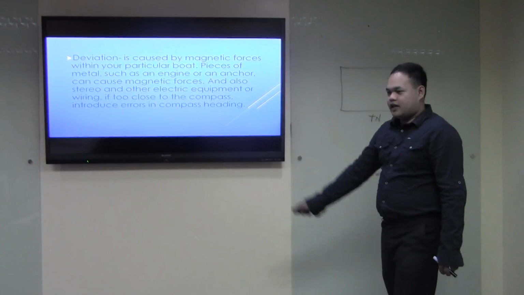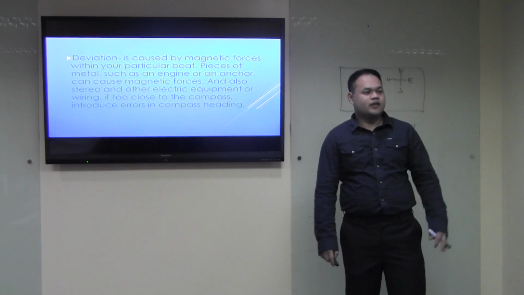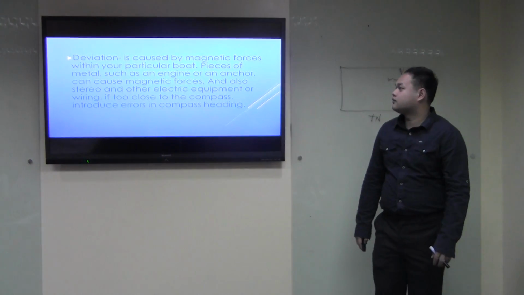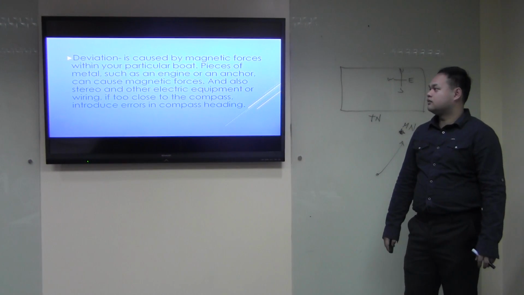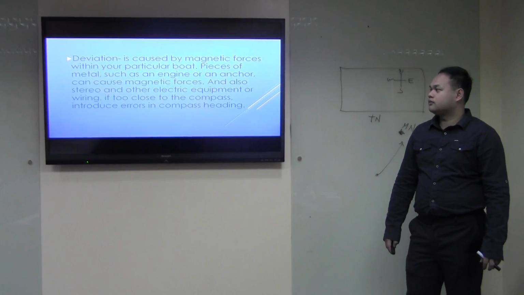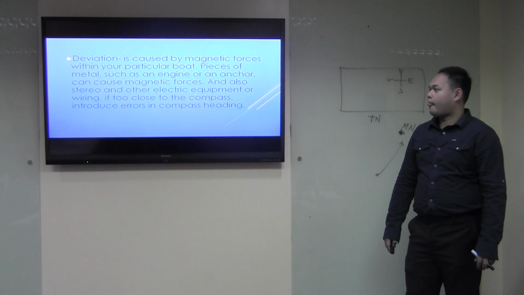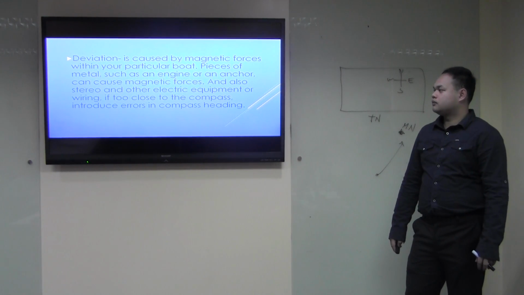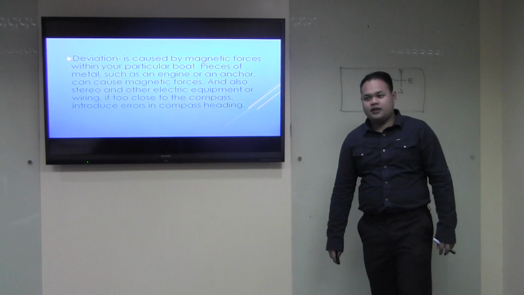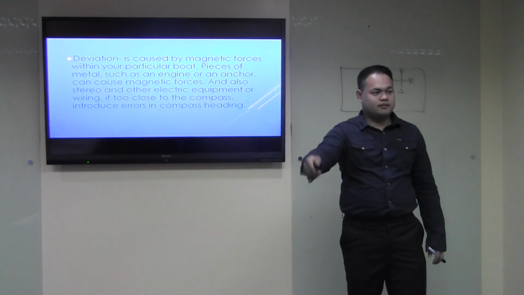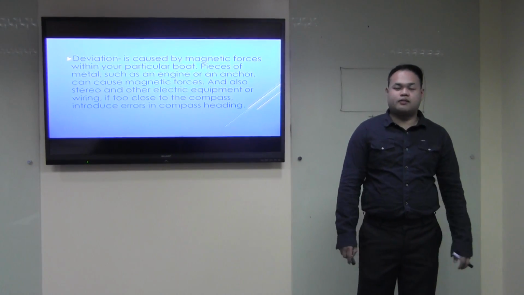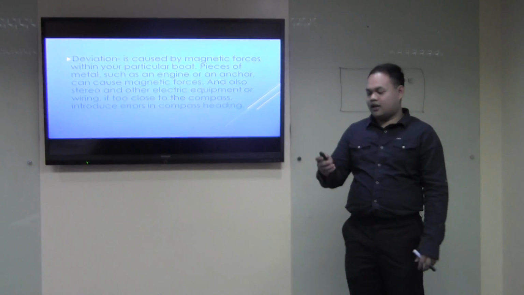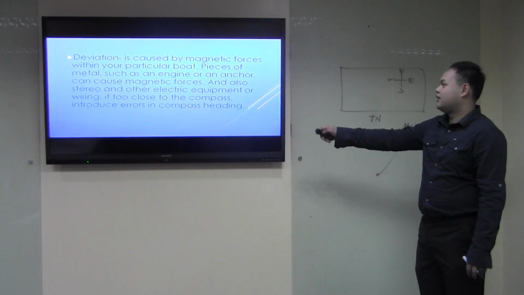Deviation. Can I have a volunteer to read, please? Deviation is caused by magnetic forces within your particular boat. Pieces of metal, such as an engine or an anchor, can cause magnetic forces. Also stereo and other electric equipment or wiring, if too close to the compass, introduce errors in compass heading. Thank you very much. This is what Captain Joe is talking about. So we move on to the next slide.